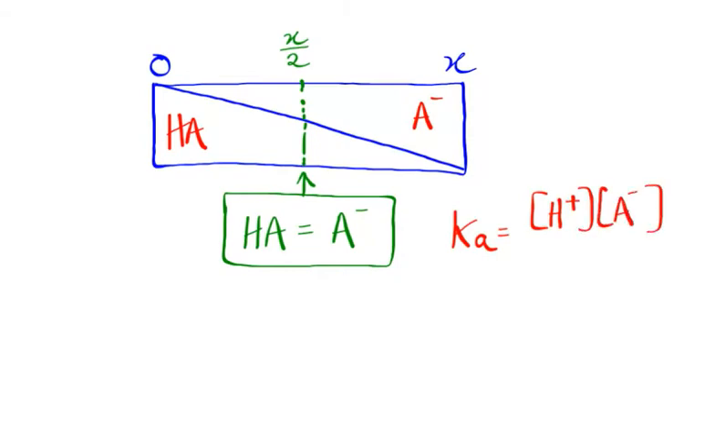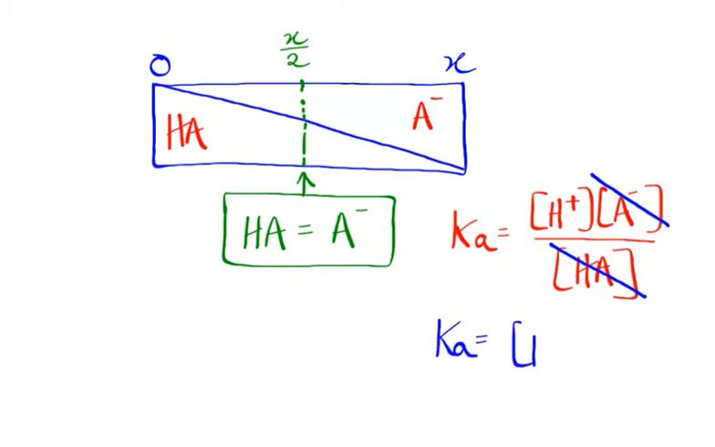for a weak acid, we probably remember that we've written this out many times before, and at the half equivalence point, if the amount of acid is the same as the amount of A-, then they will cancel out. So at the half equivalence point, Ka is equal to the concentration of the hydrogen ions.